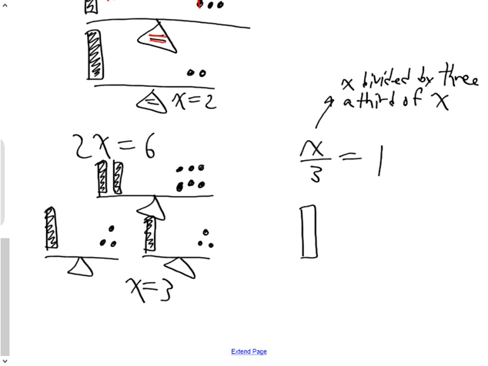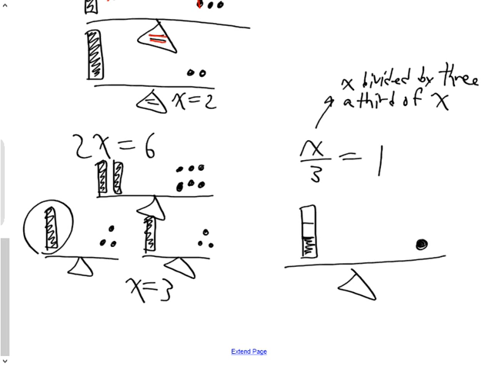So if I'm drawing it, and that rectangle represents an x, I'm not going to shade it in like I did over here for a full x. I'm only going to shade in a third of it. That's not quite a third, but we'll pretend it is. Okay, so that's how much of x I have. I only have a third. And that third of x is equal to 1.